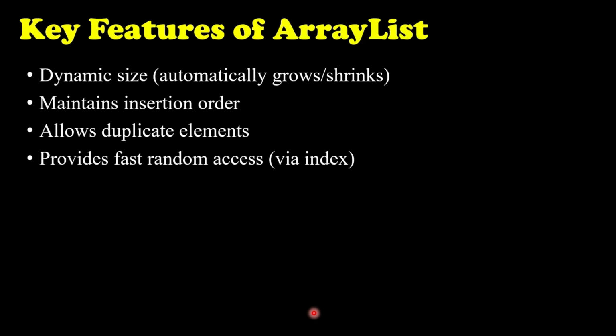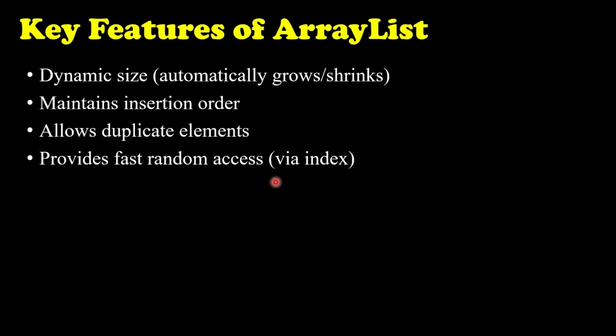What are the key features of ArrayList? ArrayList has a dynamic size. It means when an element is added, the size automatically increases. When an element is removed from the array, the size automatically decreases. Then it maintains the insertion order: in whichever order you insert the data into the ArrayList, it maintains the same insertion order.